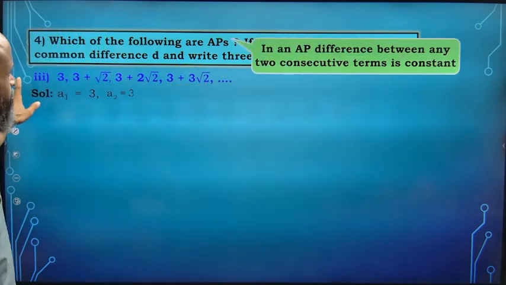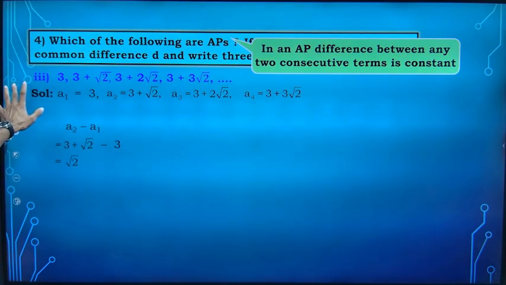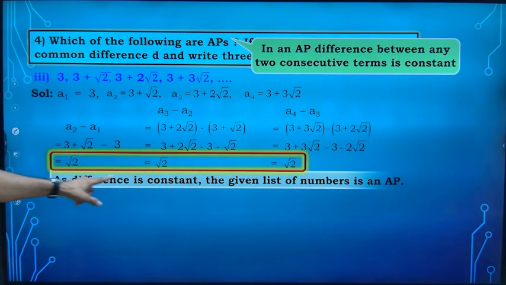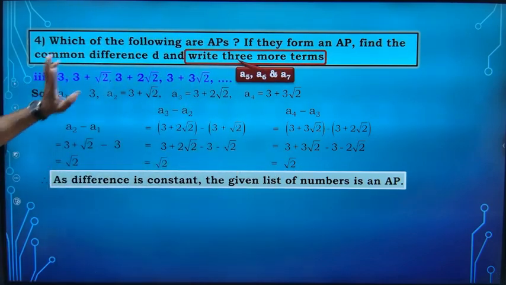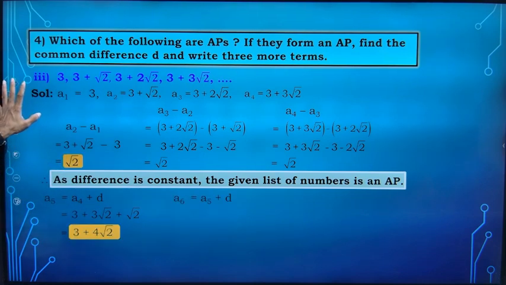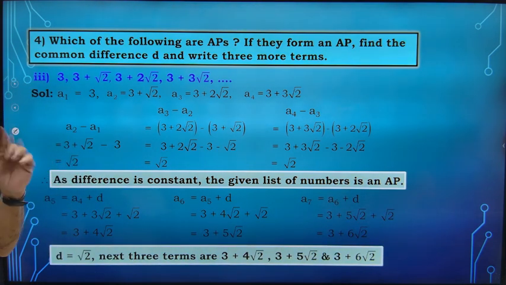So here we have 3 plus under root 2, then we have 3 plus 2 under root 2, 3 plus 3 under root 2. a2 minus a1 gives you under root 2, a3 minus a2 gives you under root 2, and a4 minus a3 also gives you under root 2. Done. So as the difference is constant, the given list of numbers is an AP. Again we have to find out the next three more terms, that is a5, a6 and a7. So a5 will be 3 plus 4 under root 2, a6 will be 3 plus 5 under root 2, and finally a7 will be 3 plus 6 under root 2. Are we clear on this one, people? Okay.